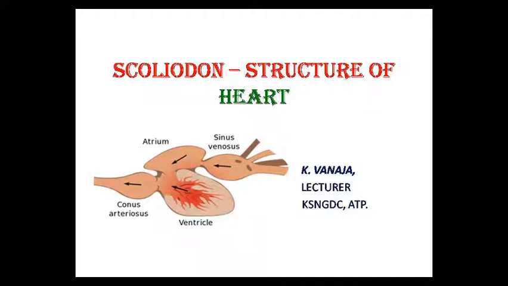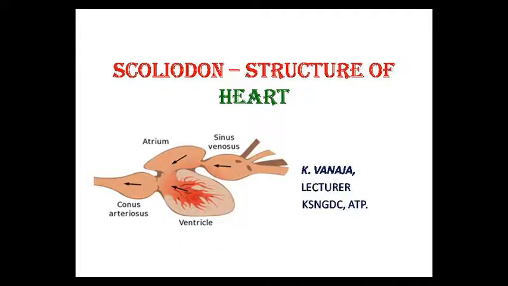Today we are going to discuss the structure of the heart in Scoliodon. If you know about the structure of the heart in different animals, generally the heart consists of two types of chambers. They are auricles and ventricles. Here in the structure of the heart of Scoliodon, we see these two chambers. It is a two-chambered heart. Hence, one auricle and one ventricle are present in the case of Scoliodon.